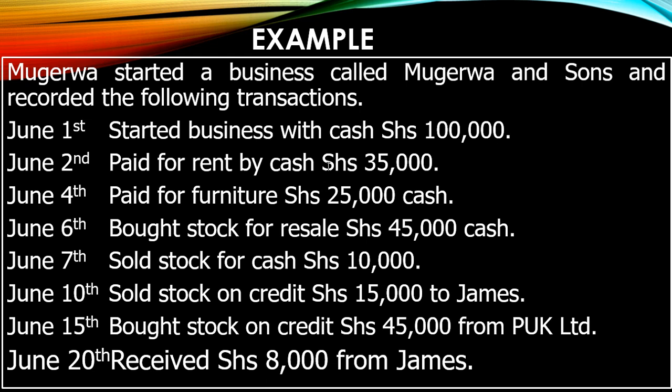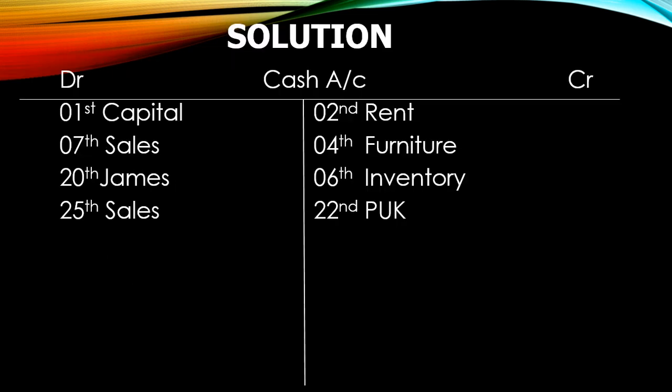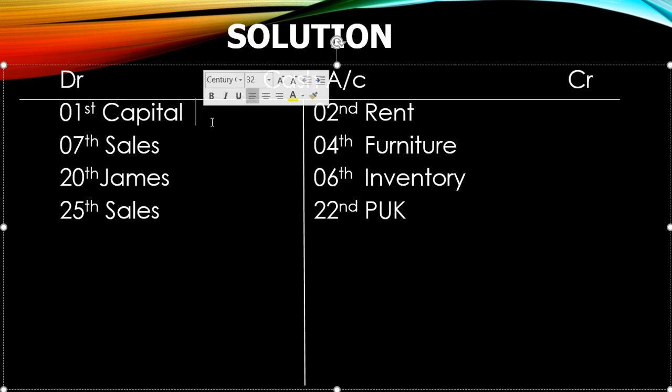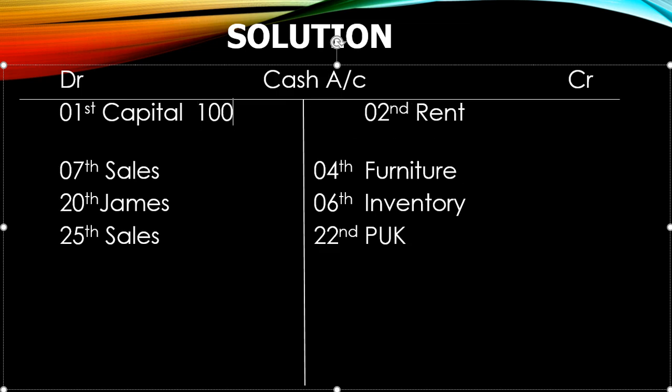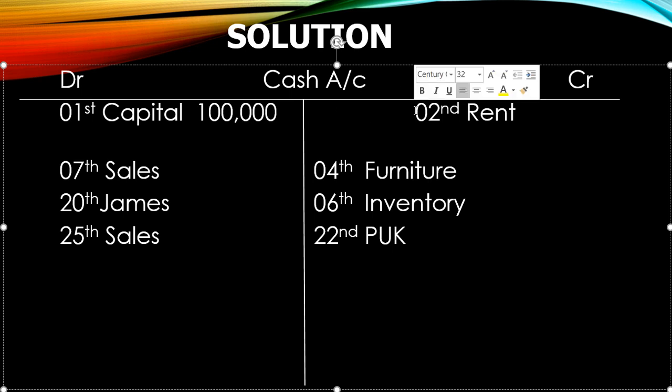The capital account here is going to be credited because we are introducing capital into business in the form of cash. So cash immediately is going to increase. Why? Because we have introduced the capital. So we are going to credit capital and then debit cash by 100,000. That is happening on the first. So we have our cash account here, and we are debiting it with the capital. We have done that.